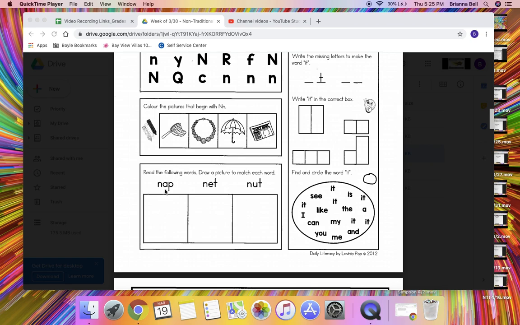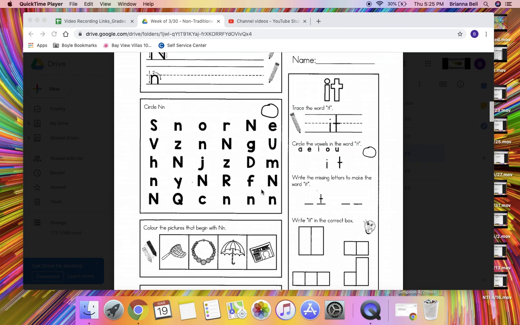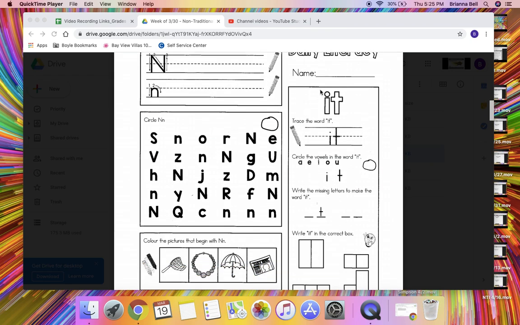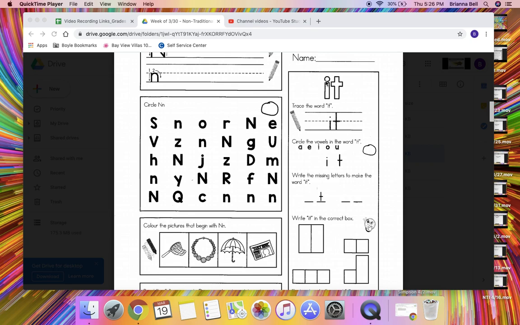The first word is nap. The second word is net. And the third word is nut. Lastly, you're going to look at the long box on the side. Your word today is it. So first you're going to trace the word it.